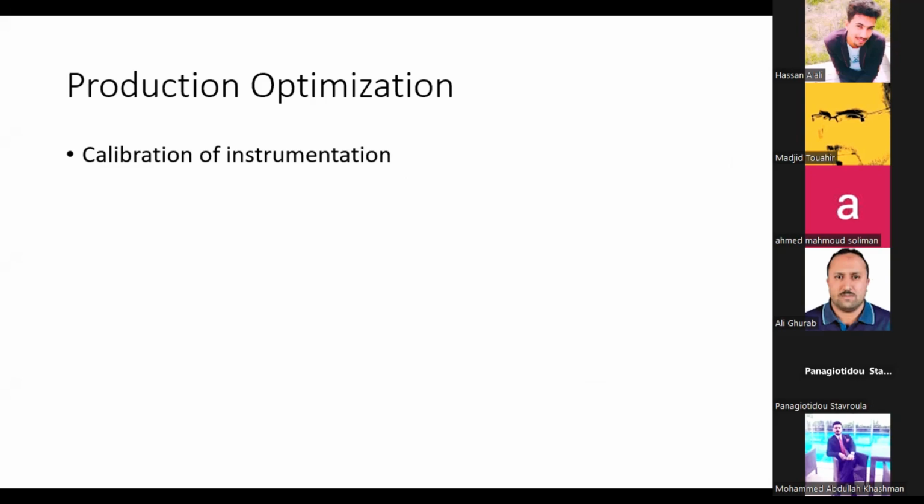Another part of the optimization is calibration of instrumentation. We trust the value that comes from the instrument, obtaining a system rate or a certain pressure, but that instrument can often be not calibrated. It might give you a wrong reading, so we have to do calibration of our equipment.